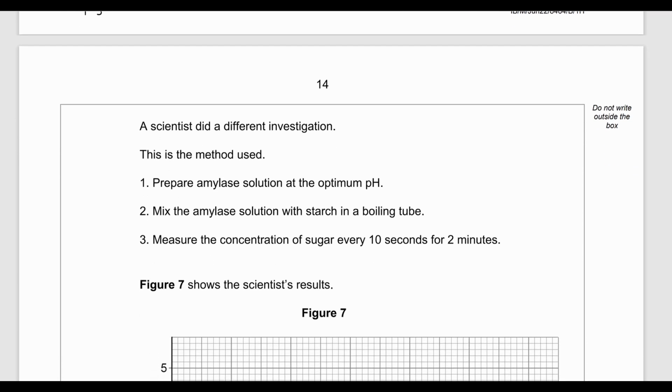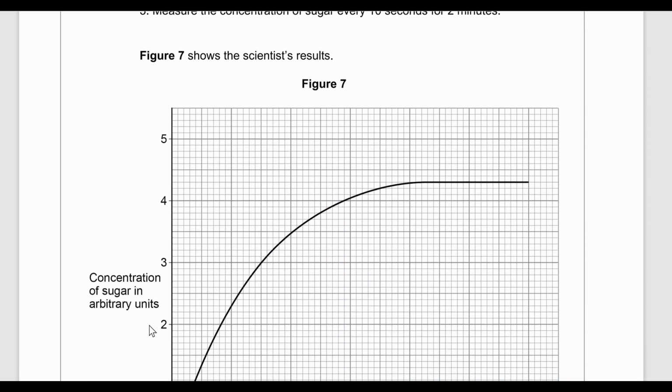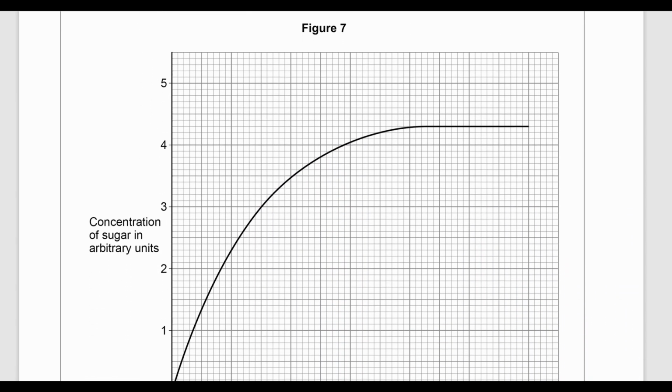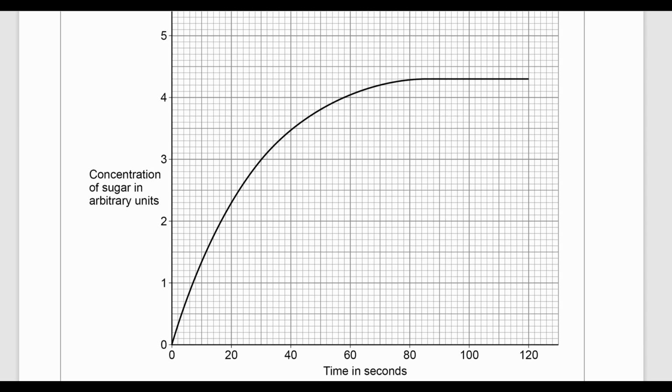A scientist did a different investigation. This is the method used. Prepare amylase solution at the optimum pH. Mix the amylase solution with starch in a boiling tube. Measure the concentration of sugar every 10 seconds for 2 minutes. Figure 7 shows the scientist's results. So we've got a different line graph now. On our y-axis this time is concentration of sugar in arbitrary units, with the time in seconds on our x-axis.